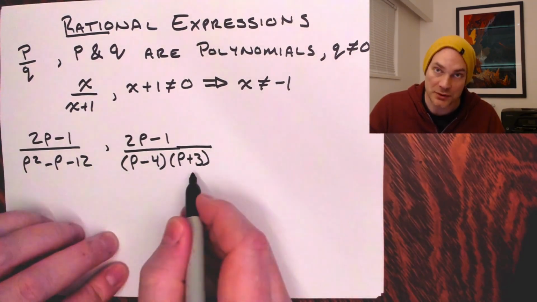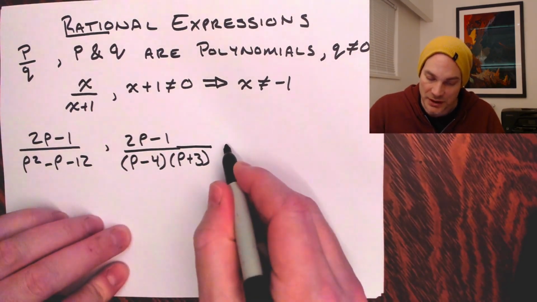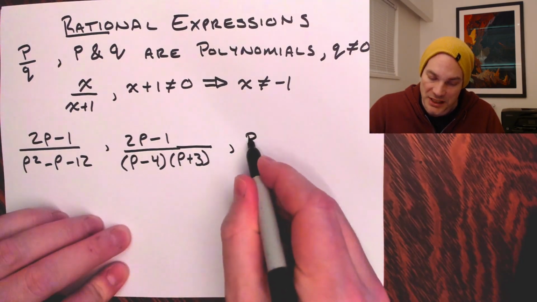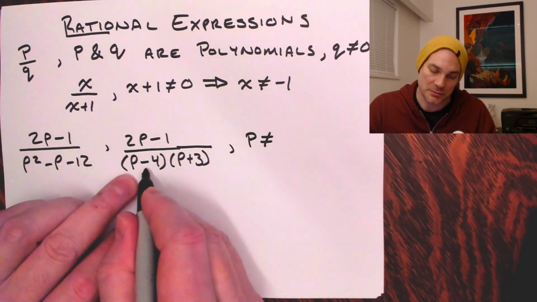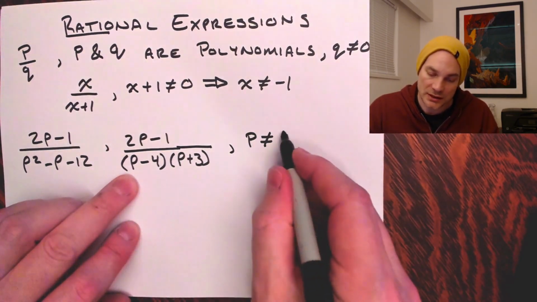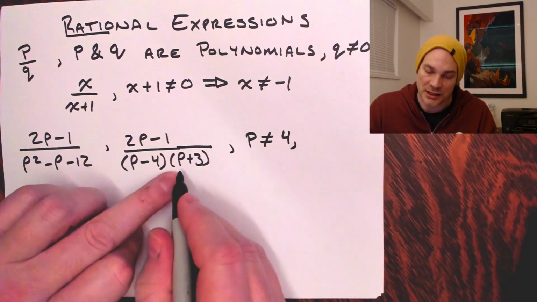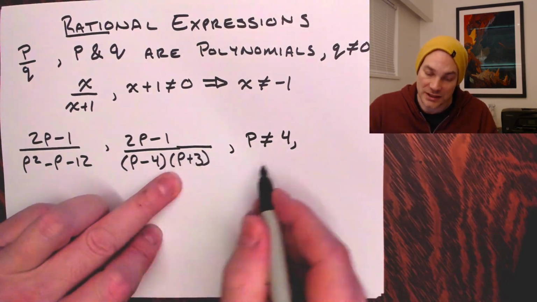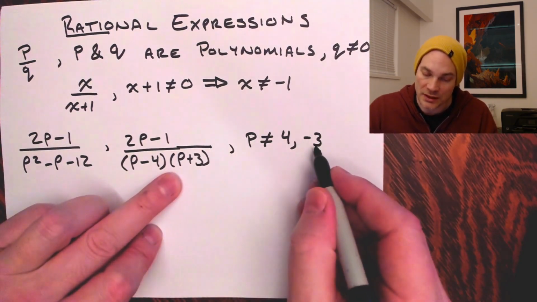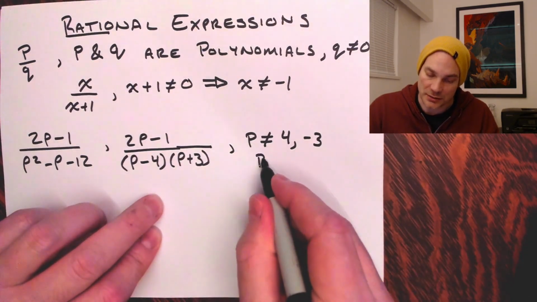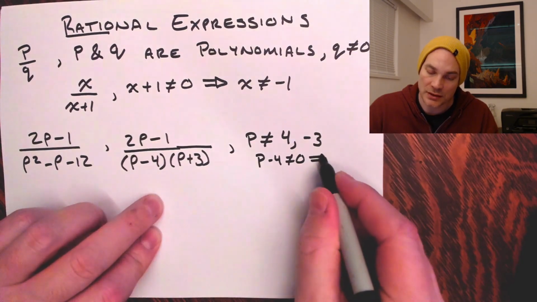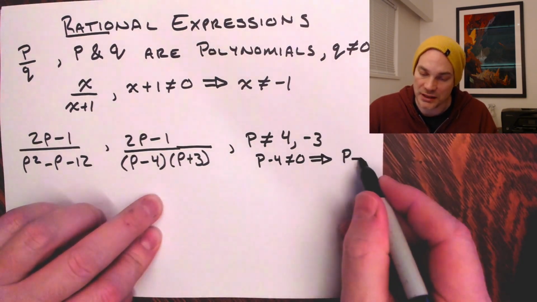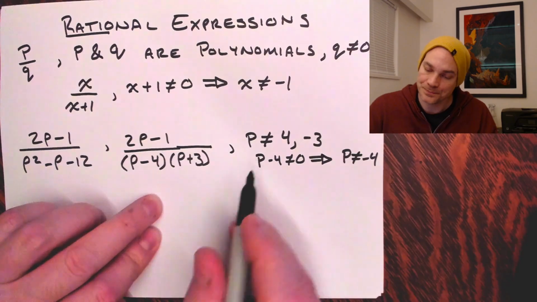But now we have two restrictions. We show that p can't equal 4, because then this is 0, and p can't equal -3, otherwise this is 0. You can solve those just by saying p minus 4 can't equal 0, which leads to p can't equal 4.